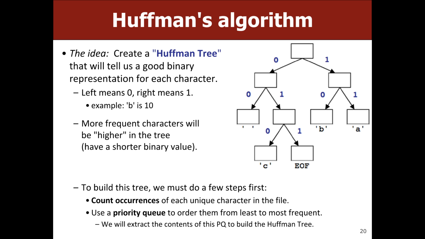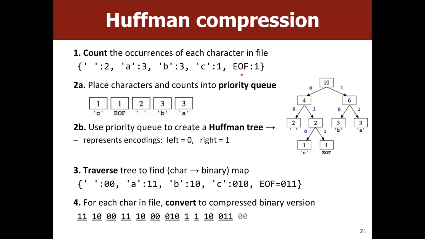In order to do this, there are a bunch of steps outlined on the handout. You need to count the occurrences of each character in the file, so read the file character by character, and then place the characters and counts into a priority queue. So something that you just wrote is coming back in this assignment. Then you use the priority queue to create a Huffman tree, and then traverse the tree to find the character to binary map. The way that we traverse this tree is similar to how we were traversing a trie, where you're building up a string based on which pointers you go towards. And then for each character in the file, you convert it to the compressed binary version.